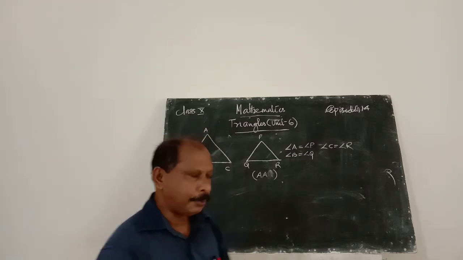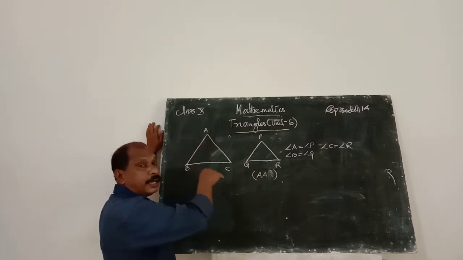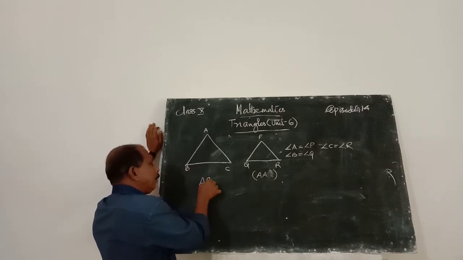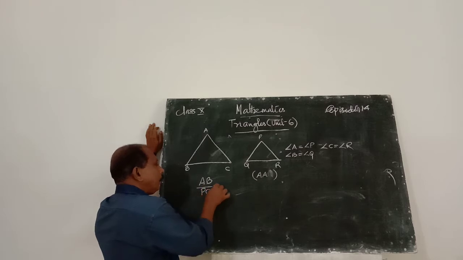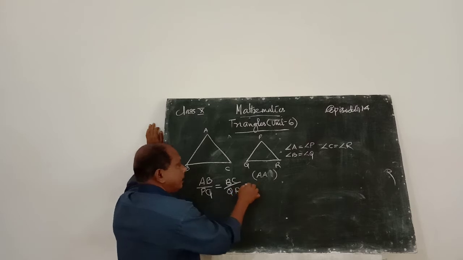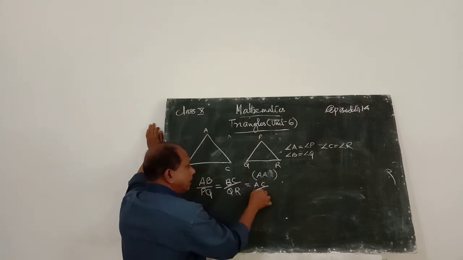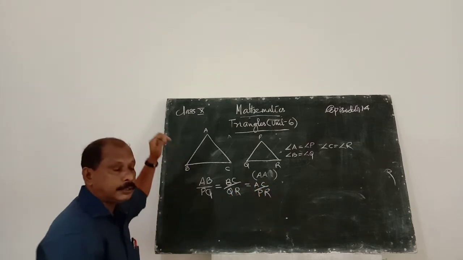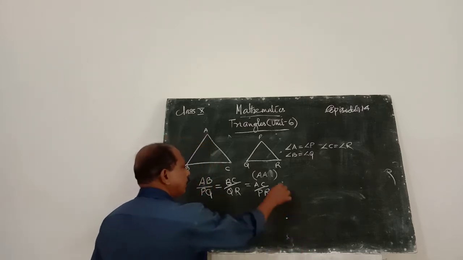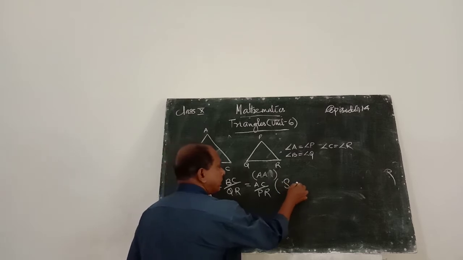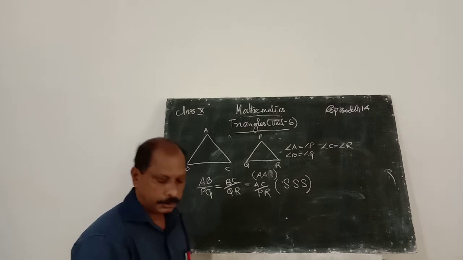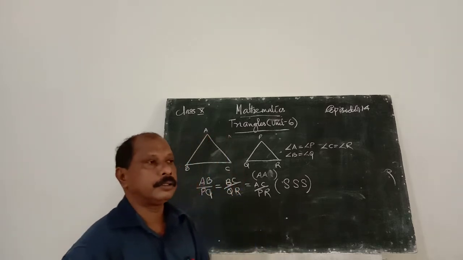Similar triangles means the angles are always equal, but AB by PQ is equal to BC by QR is equal to AC by PR. That means all three sides are proportional, that is, side, side, side. Therefore, this property of similarity is the SSS criteria for similar triangles.